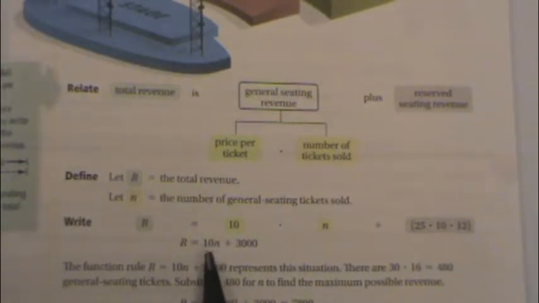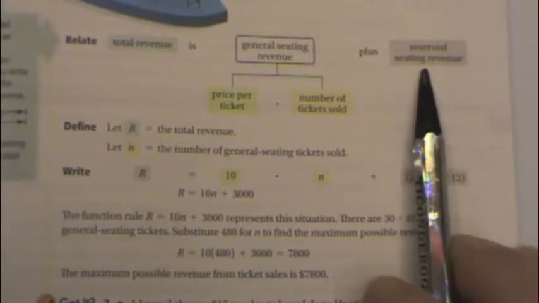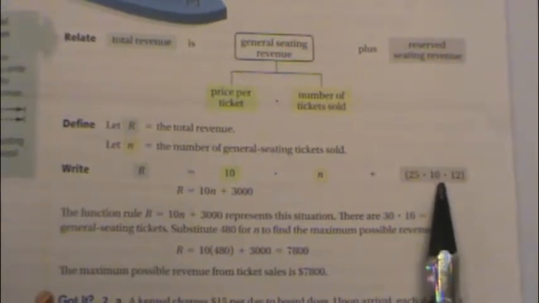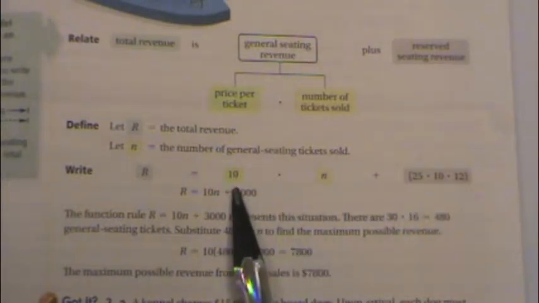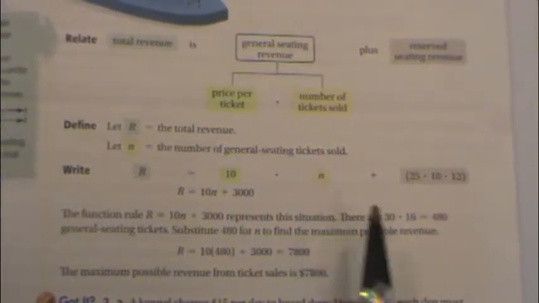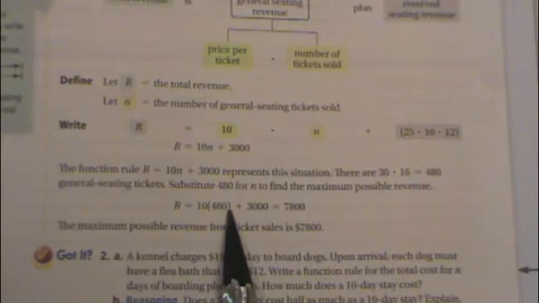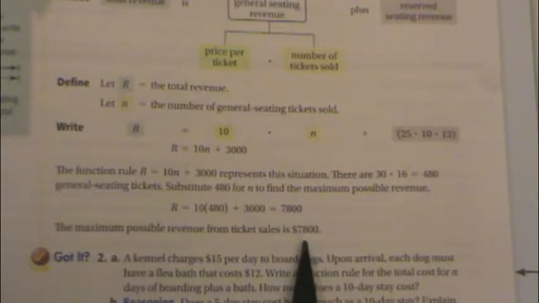Revenue equals 10 times the number of general seating tickets sold plus 3,000. Where did they get the 3,000 from? 3,000 comes from here. Reserved seating revenue, $25 a ticket, 10 rows, 12 seats a row. That's how much money they've made from reserved seating. You have to add that to the cost of the general seating. And they figure out if every single seat gets sold, 480 of them, maximum possible revenue, 7,800.